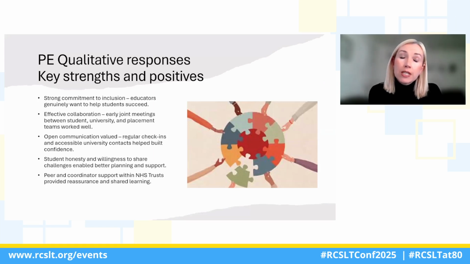In terms of qualitative responses, the key strengths and positives coming out of the practice educator feedback: we're finding that there was a strong commitment to inclusion. Educators genuinely wanted to help students succeed. They felt that there was effective collaboration. Those early joint meetings between student, university and placement worked well to feel prepared and well supported. They valued the open communication and the regular check-ins. Student honesty and willingness to share really helps with planning. And the peer and coordinator support within the NHS Trust provided reassurance and shared learning.